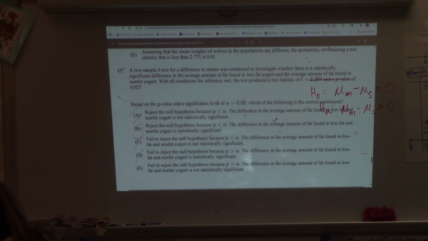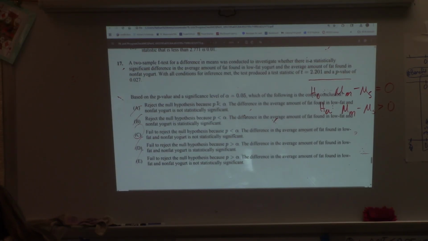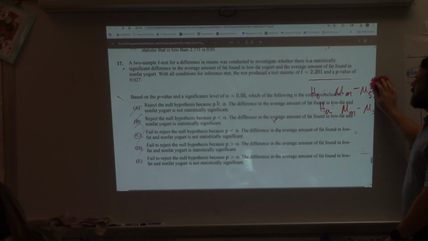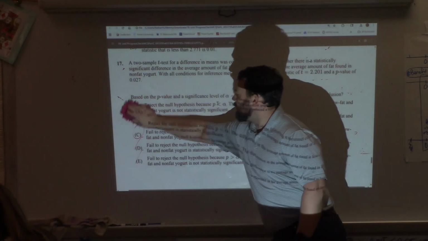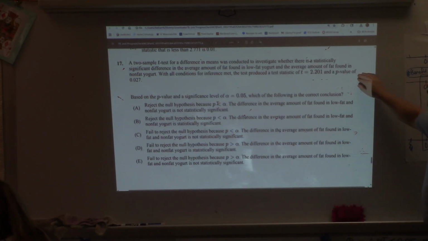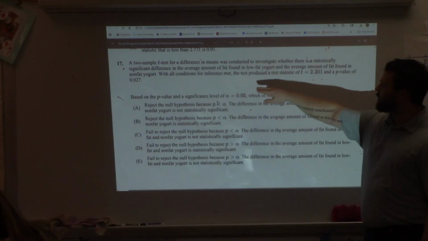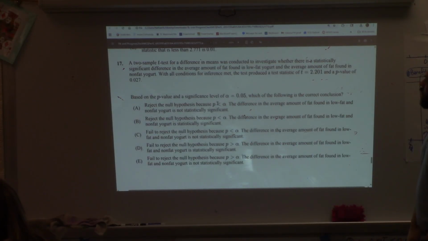All right, number 17. I'm not even stressing all these things. I'm just going to look at this question right here. Based on the p-value, which of the following statements is correct? So p-value of 0.027, alpha is 0.05. What should we do? Don't look at the answer choices.